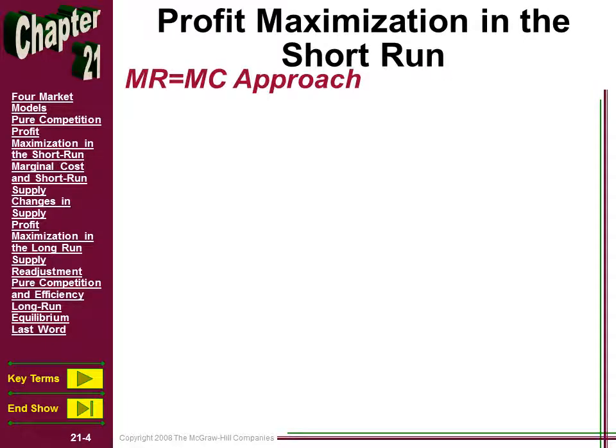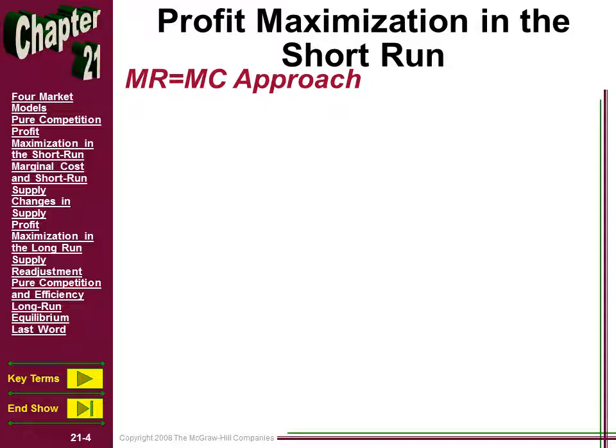All right, let's analyze some short-run production decisions of a single firm, one producer in a purely competitive industry. We're going to use what's called the MR equals MC approach to profit maximization in the short run. So MR is marginal revenue. Again, marginal revenue is the change in total revenue associated with producing and selling one more unit of output.